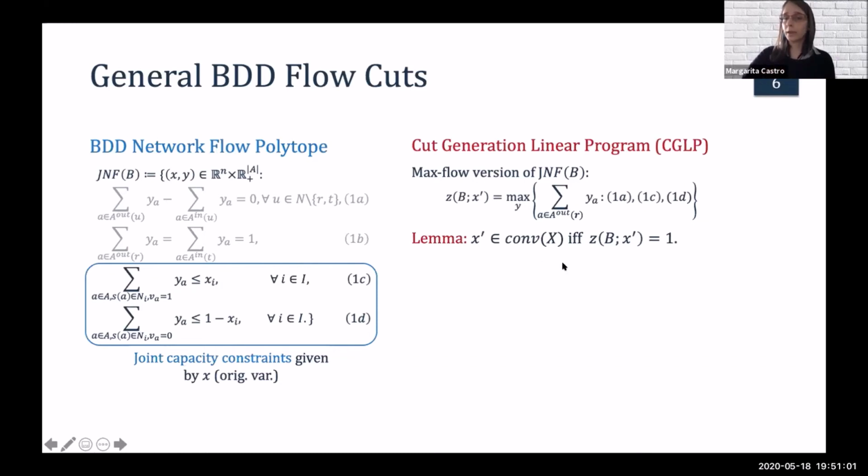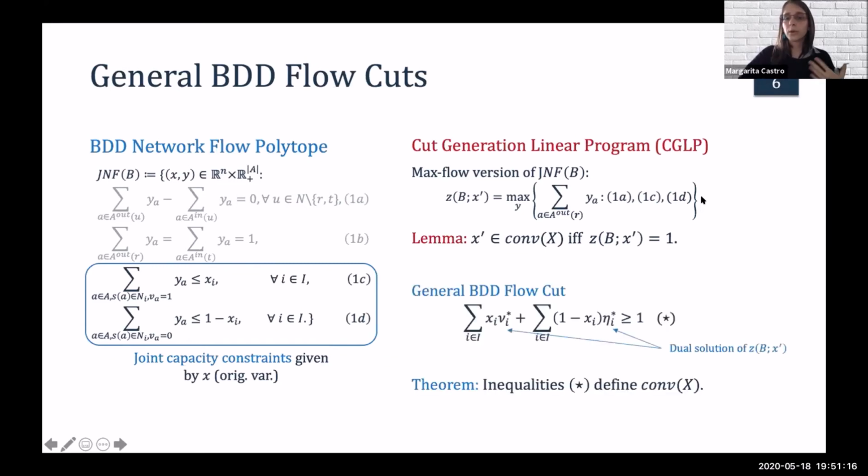And the nice thing that we prove is that we can identify if a point is inside the convex hull of our set X or not by solving this CGLP. If it gives us a value equal to 0, we know that it's inside, and if it's different, we know that it's not. So this is what we use to create what we call general BDD flow cuts that have this specific shape. Here, these coefficients come from the dual solution of our max flow problem, and we show that all the inequalities of this type define the convex hull of X.